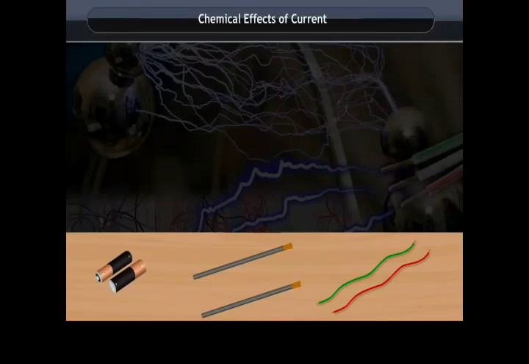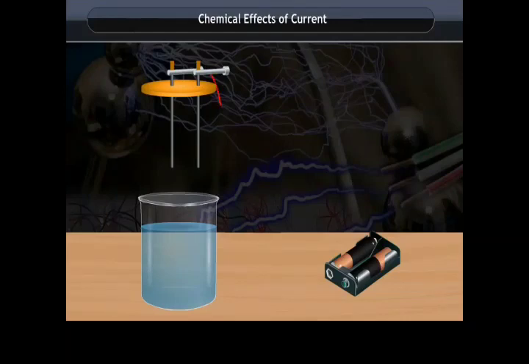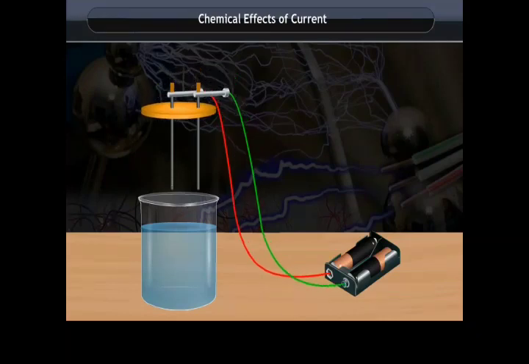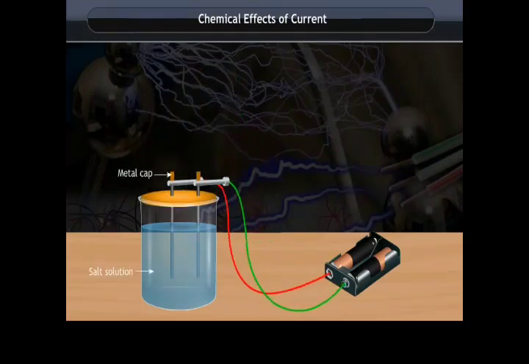Chemical effects of current. Let us perform activities to know chemical effects of current. Take two cells, two copper rods and long wires. Join the copper wire to the positive end and the other with the negative end of the battery. Dip these rods into a salt solution with metal caps above the water surface. In such a setup, these rods are called electrodes.